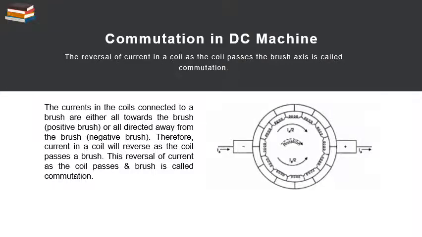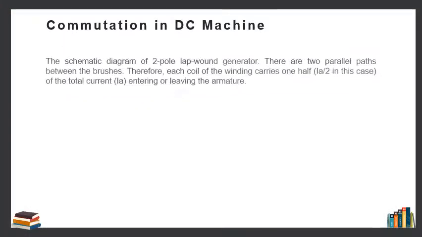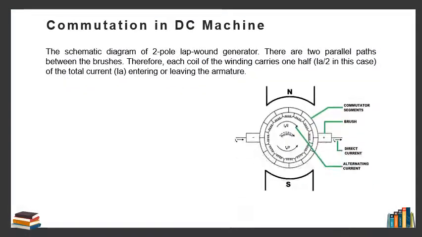In a diagram, consider the schematic diagram of a two-pole lap-wound generator. There are two parallel paths between the brushes. Therefore, each coil of the winding carries one half of the total current IA. IA means the armature current entering or leaving the armature.